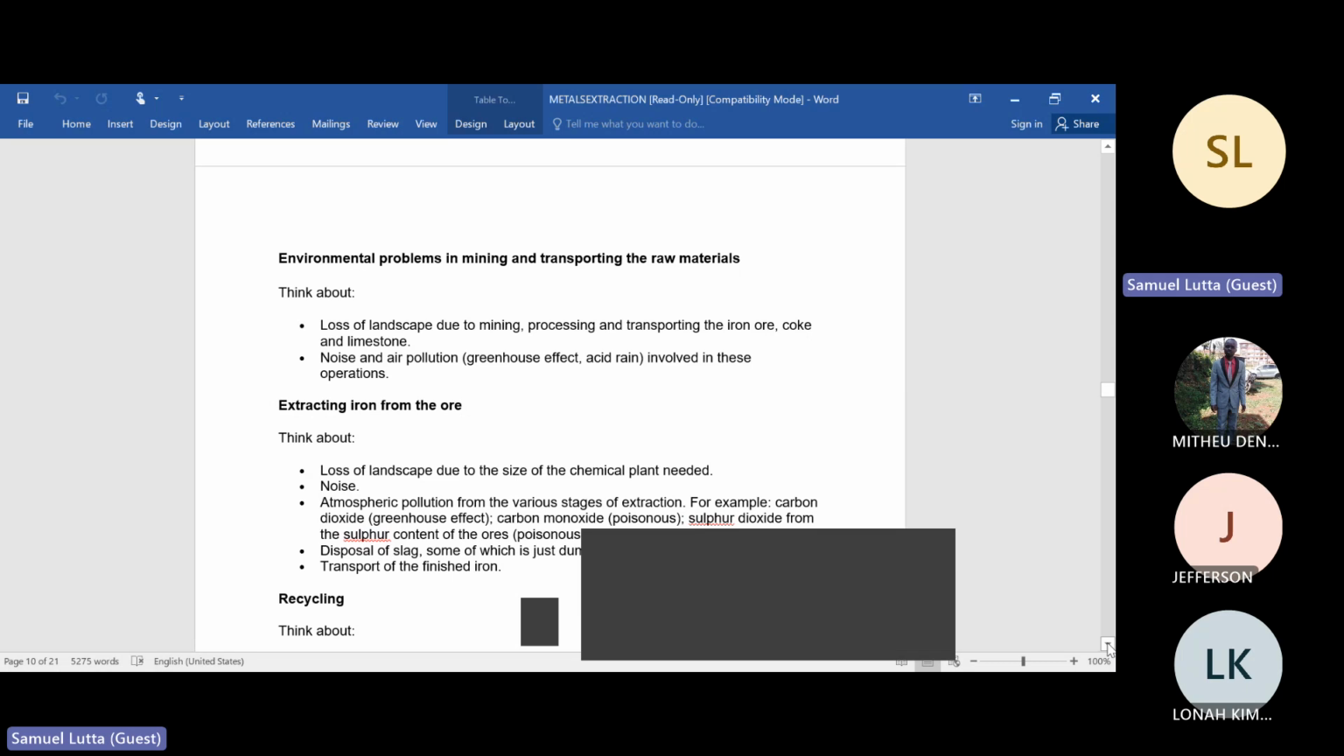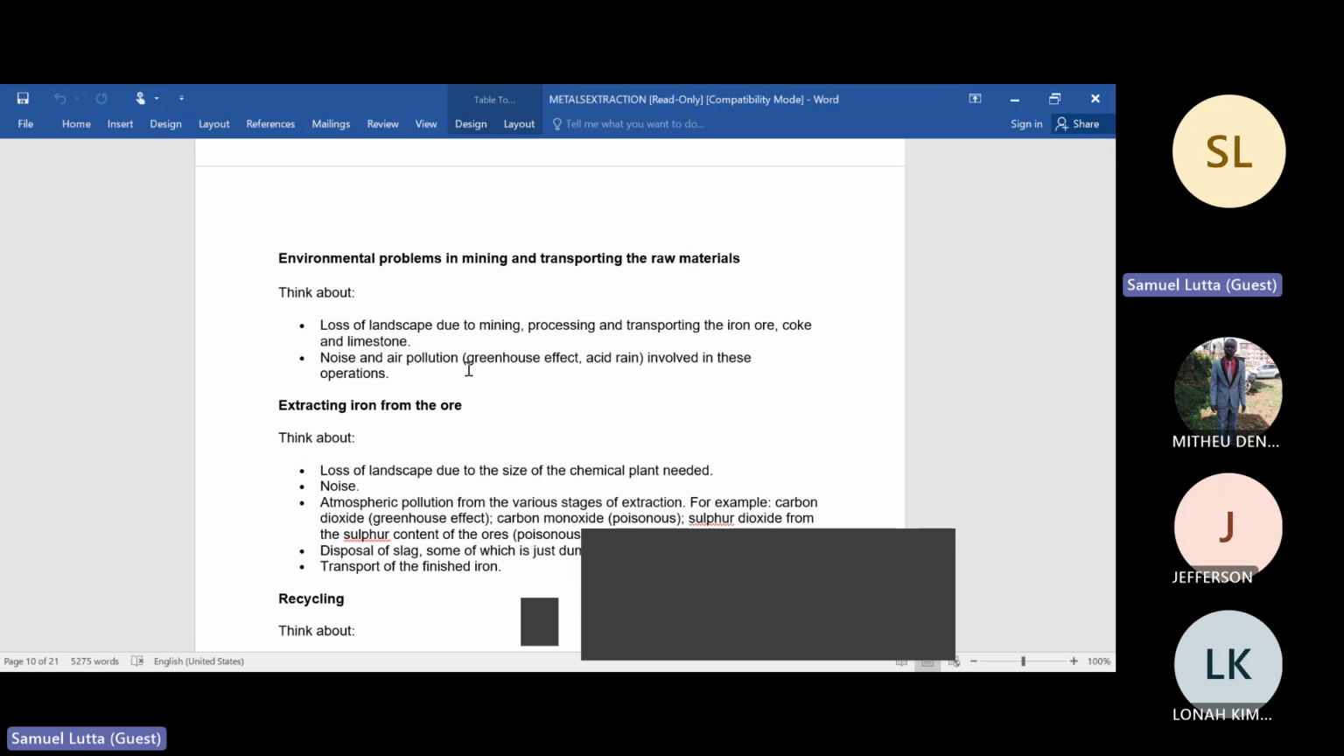So those are the types and uses of the iron. Now the problems associated with mining of this material. When you talk about the process here, we look at landscape. Because extraction means you dig the land and interfere with the landscape to get the raw material which you then process, we have a lot of loss of the landscape during the process of extraction and also transportation. We have noise pollution, and then you have air pollution because of the carbon dioxide which is produced. This carbon dioxide causes what we call the greenhouse effect.